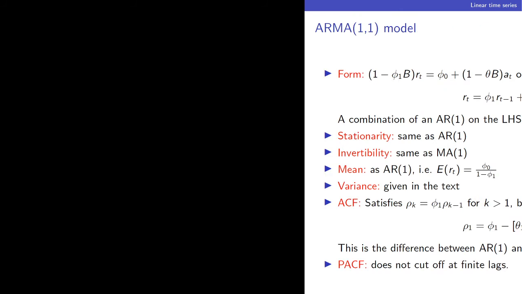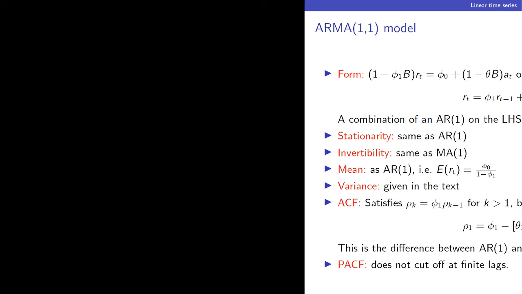for generalized modeling. So the form of an ARMA(1,1) model is basically the best of both houses. On the left hand side, it's AR(1). On the right hand side is MA(1). So the complete equation will be like this: r_t equals phi_1 r_{t-1}, and this will be the AR(1) part. And on the other hand, we have phi_0 plus a_t minus theta_1 times a_{t-1}. It's stationary as an AR(1) model, and invertible as an MA(1) model.